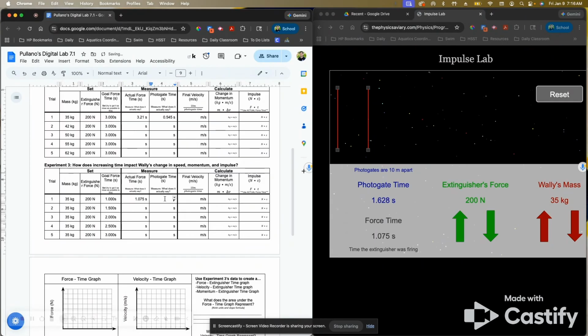What does that represent? And then what does the slope of the momentum time graph represent? So this would be kilogram meters per second over a second. So that would be kilogram meters per second squared. What does that represent? And then finally, you're going to calculate the slope of that momentum time graph. And if you double the firing time, keep the force constant, what should happen to your final momentum? Does your experiment 2 data support that? And then you'll finish up with these conclusion questions down here.